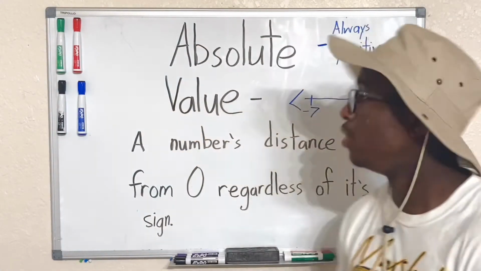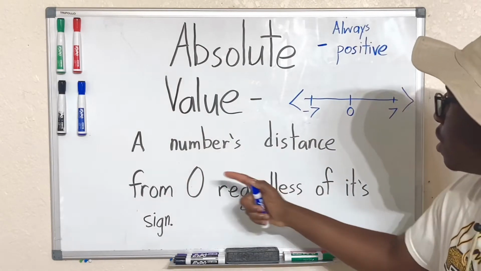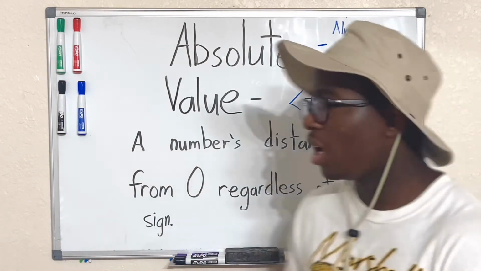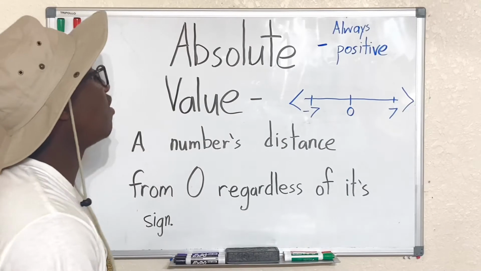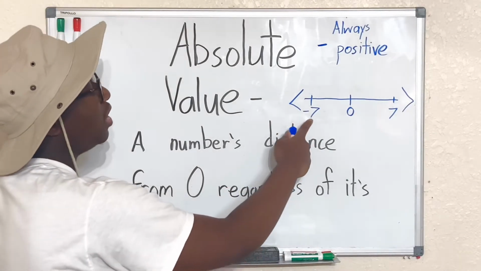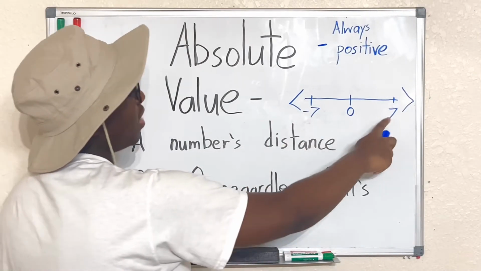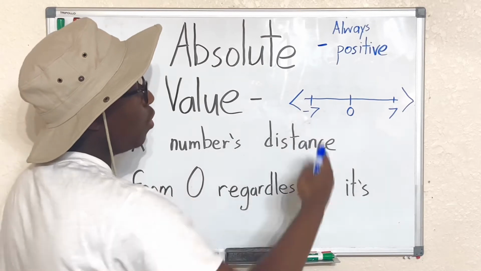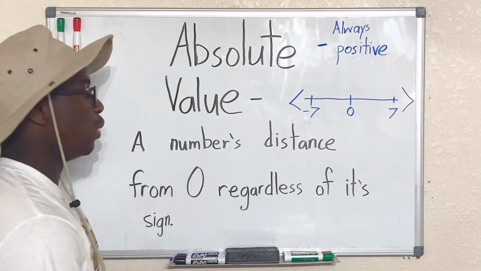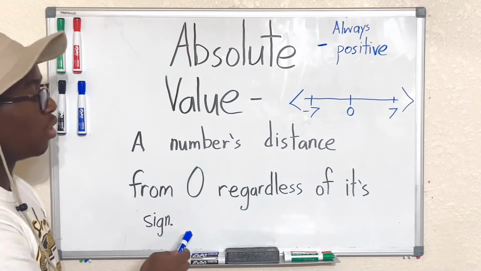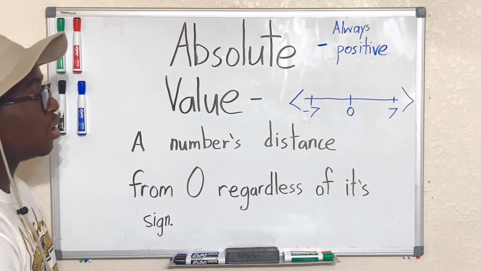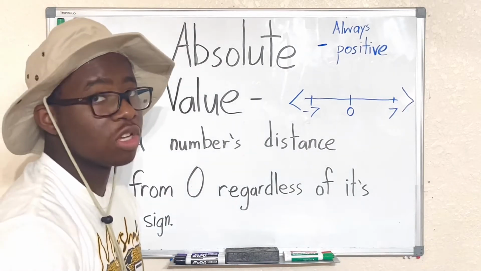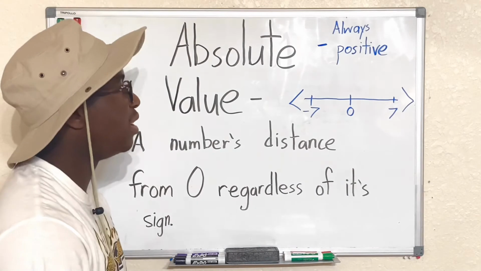Alright, absolute value is basically a number's distance from zero regardless of its sign. So for instance, here we have a number line where we can see -7 on the left side and 7 on the right side, and in between them we have 0. So as I said before, it's a number's distance from 0 regardless of its sign. So keep in mind, absolute value is always going to be positive. It will never be negative.